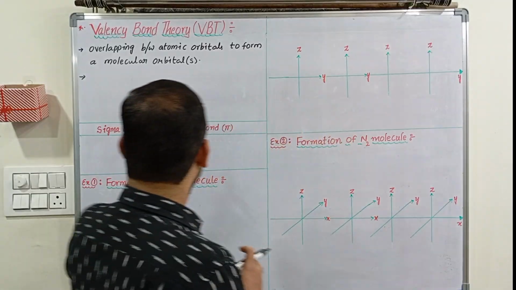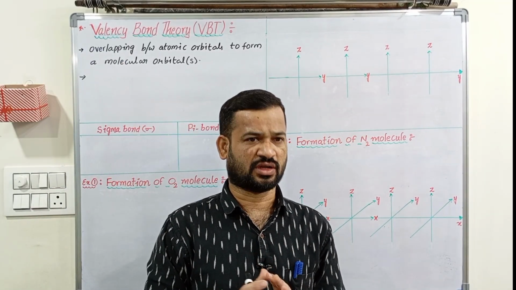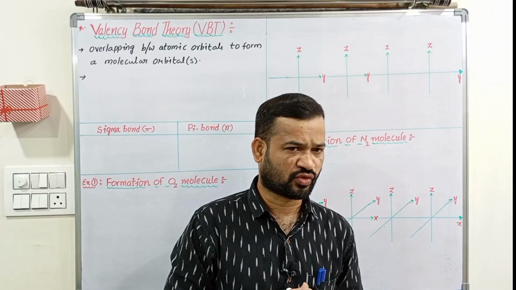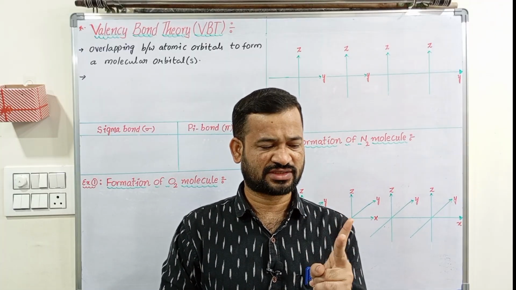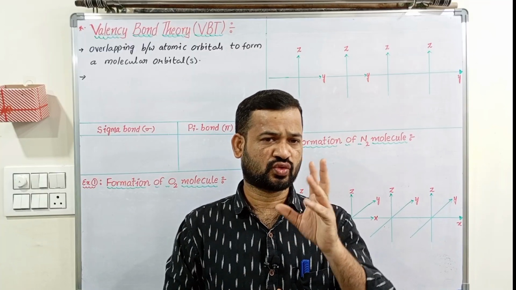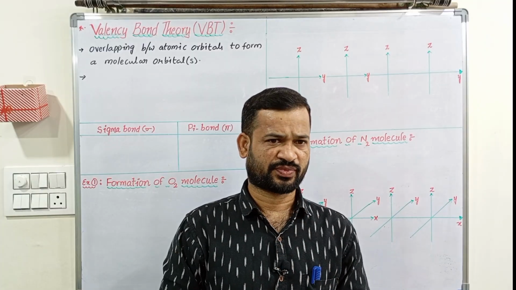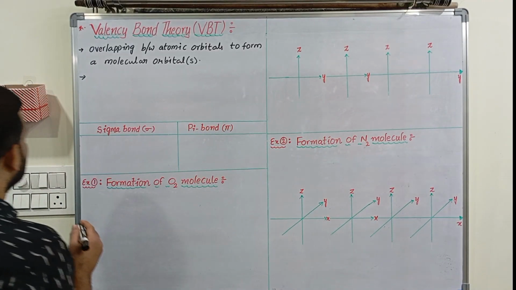Understand? So VBT theory explains about overlapping of atomic orbitals. Here we have two types of overlapping. First one is axial overlapping and second one is lateral overlapping. In these two processes, we will get two kinds of bonds. They are sigma bond and pi bond.